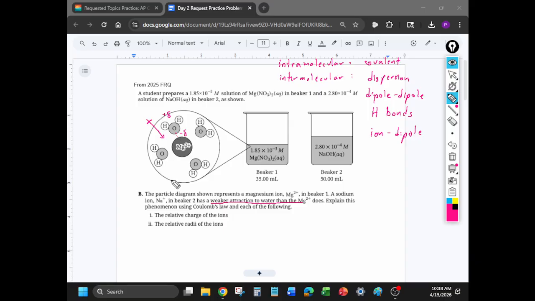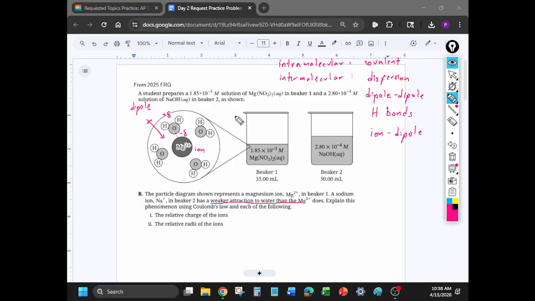Okay, so before we actually jump into the problem, which intermolecular force out of these four is being demonstrated here? Not H bonds, not dispersion, not dipole, ion dipole. Because look at what we have. We got a dipole right here. Water is a dipole, and what is this? This is an ion. So this is ion dipole.